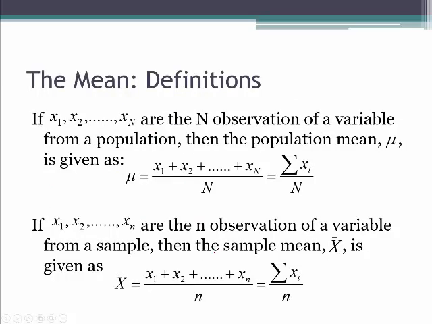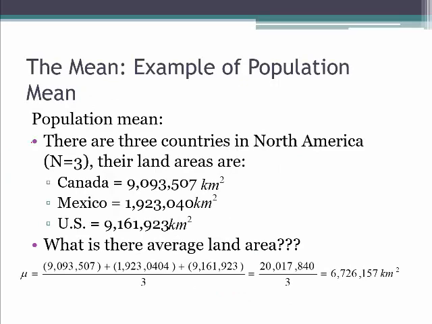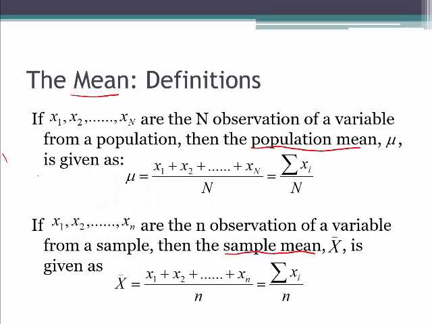Okay, so first off, the definition, to start with the mean. In this class we have two different types of means that we're going to define. One is called a population mean, and one is called a sample mean. This population mean is a parameter. If you remember, a parameter is a value that's calculated from a population, and the sample mean is what we call a statistic because it's the value calculated from a sample.